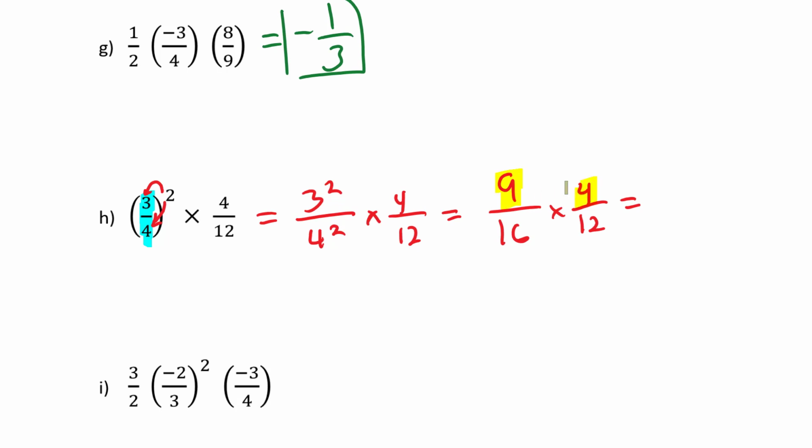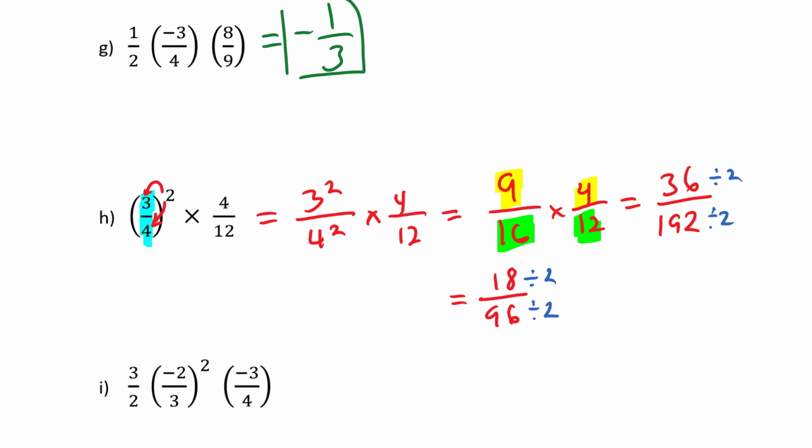Here, 9 times 4, 16 times 12. 9 times 4 is 36. 16 times 12, 192. We can pull a common factor out now. I know I can pull at least a 2 out of the top and the bottom. 36 divided by 2 is going to be 18. 192 divided by 2 is going to be 96. We can pull out another common factor here. I can see I can take a 2 out of the top and the bottom. 9 over 48. We can actually pull out one more common factor. We can pull out a 3. 3 over 48 divided by 3 is 16. Final answer.